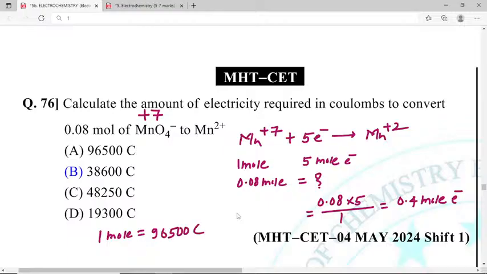But 1 mole is equal to 96500 coulombs. So 0.4 mole is equal to 0.4 multiplied by 96500 coulombs. Okay, if you solve this, we'll get the answer 38,600 coulombs.